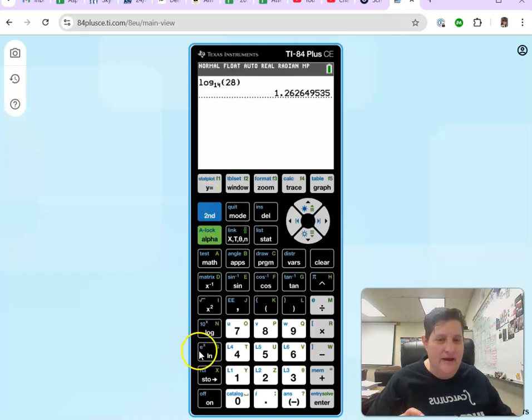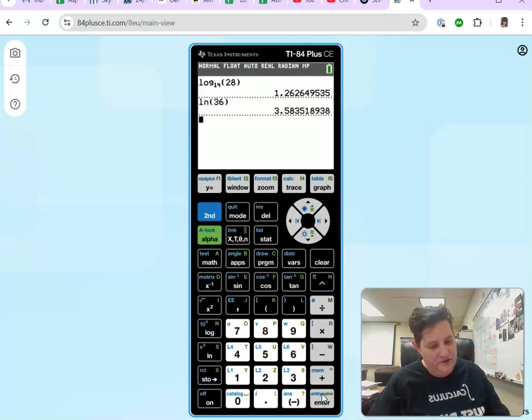So ln on my calculator is right here. Then I just go ln 36, and log base 10 is right above it. Okay, so that one is 3.583, or I would accept 3.584 if you're choosing to round. Okay.